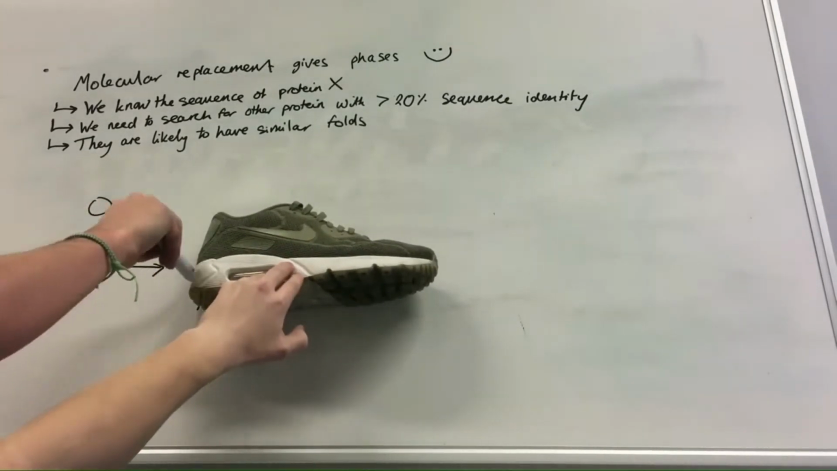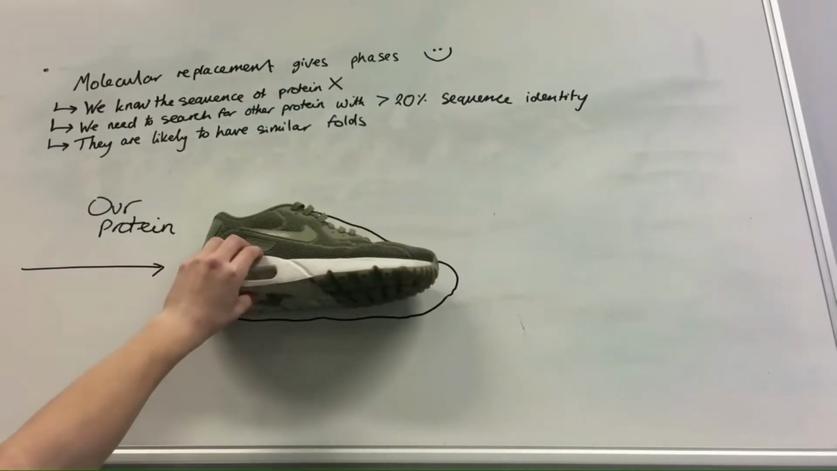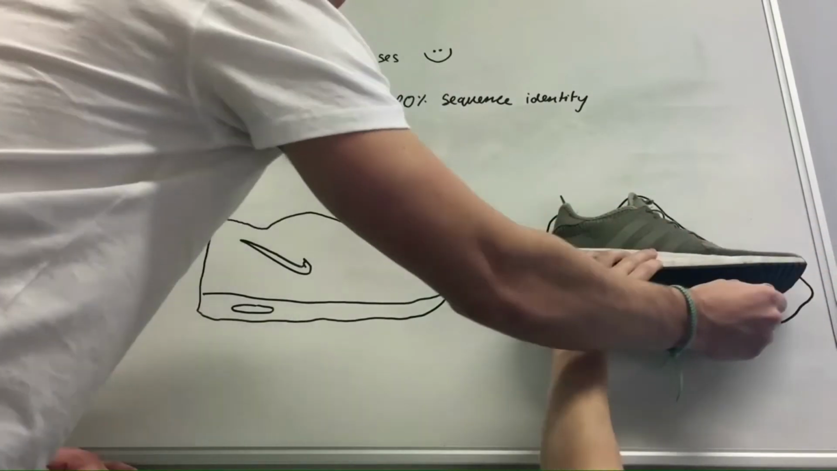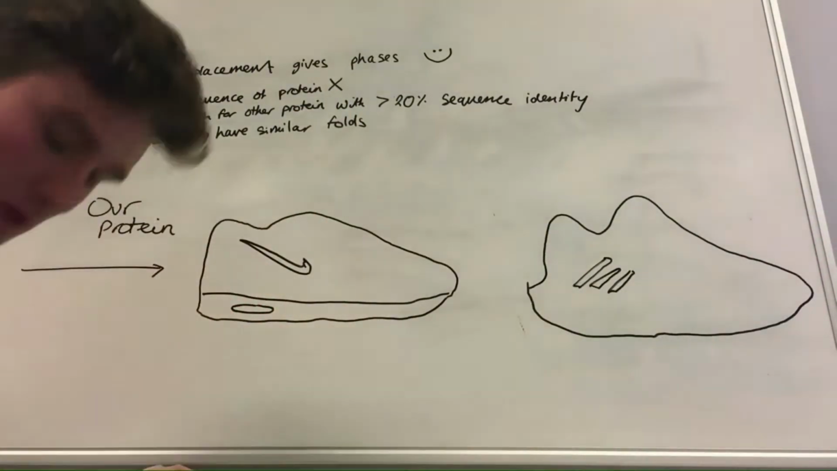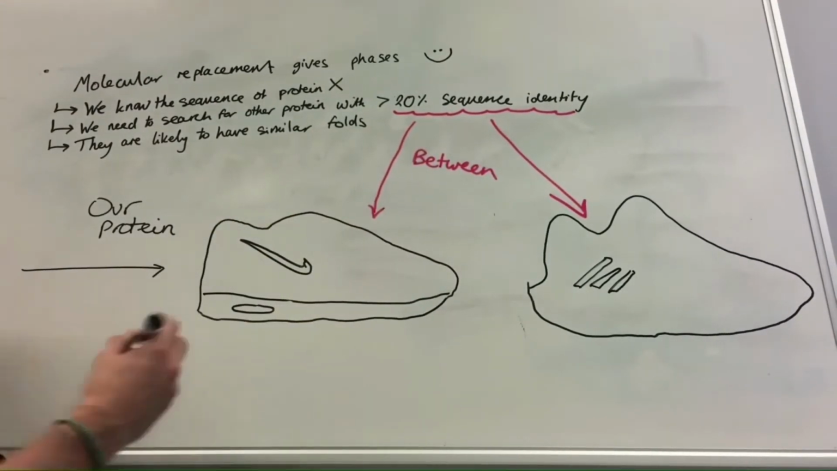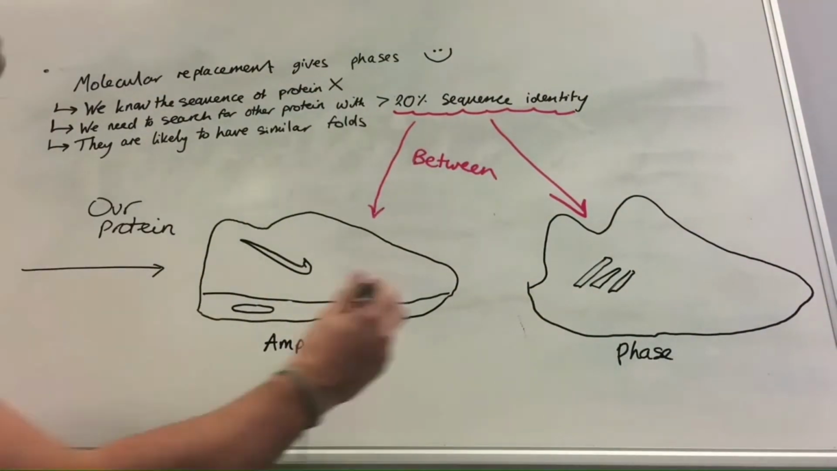Here is an example of the process with shoes, because what's the difference between a shoe and a protein really? The shoe with the Nike tick is our protein X. The other shoe outline is the more than 20% similar protein, and this is the Adidas shoe. Using complicated molecular replacement programs, the amplitude from protein X and the phases from the sequentially similar protein are combined.